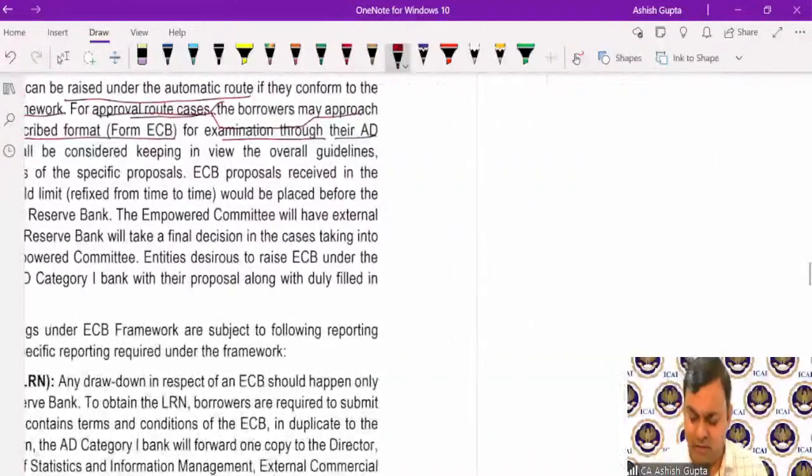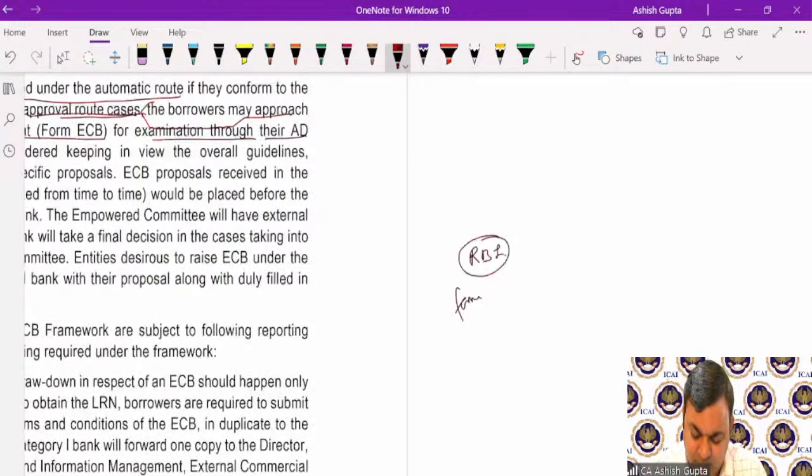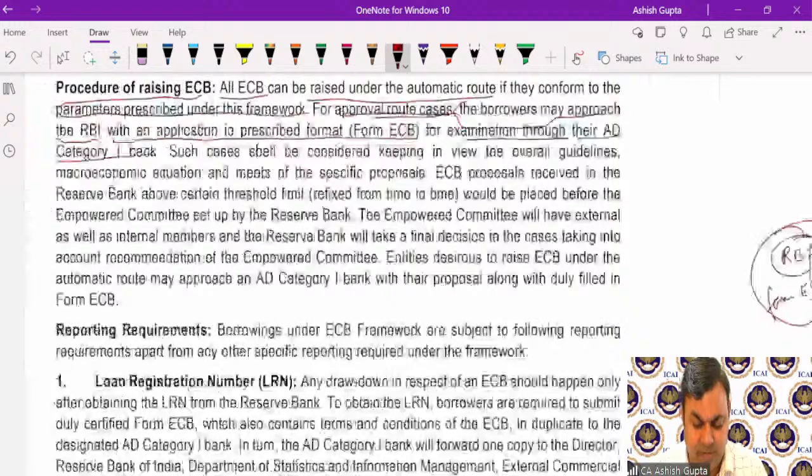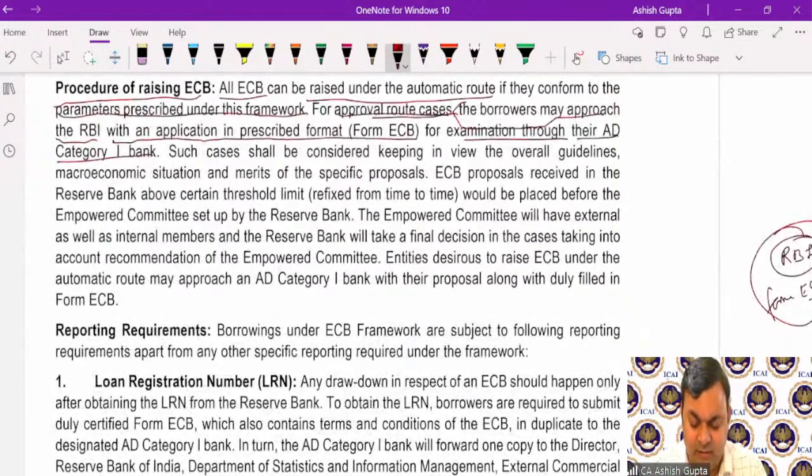So first we will reach out to RBI with a particular form. The form is Form ECB, and RBI will do the examination part. Such cases shall be considered keeping in view the overall guidelines, macroeconomic situations, means, for example, if there is a war between two countries, then they are not going to evaluate this. Merits of a specific proposal means so that the application can be viewed by the RBI in such manner.